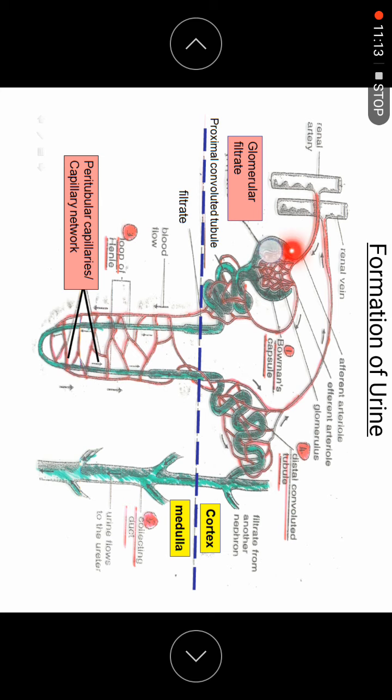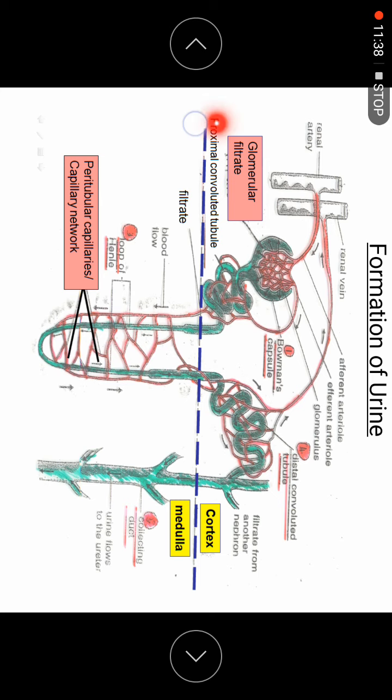So you will see the green one now. The green is actually the tube. Now the blood capillary is surrounding the tube. You see, the blood capillary in red is surrounding the tube. When it comes in, it comes from the artery, and after it surrounds the tube, it goes out through the renal vein.